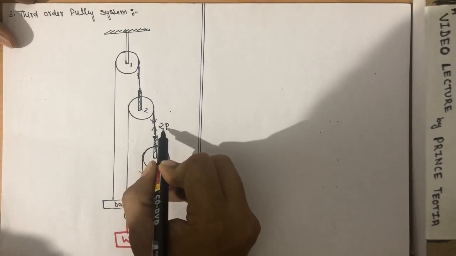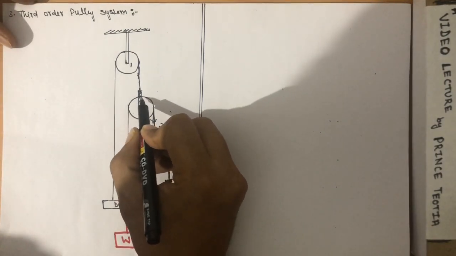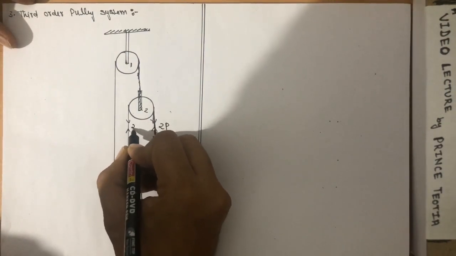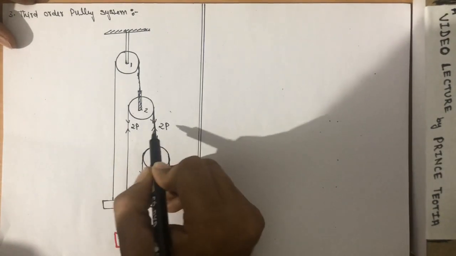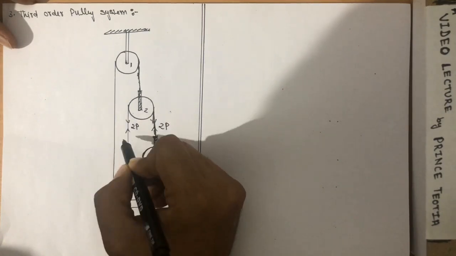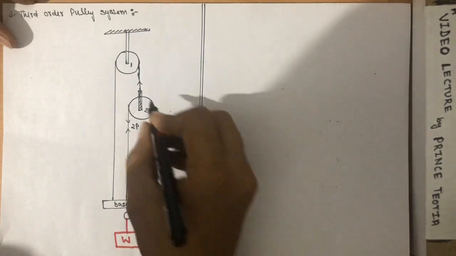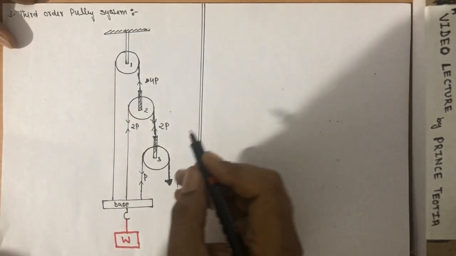Then again, this is 2P, and this is the single string that is wrapped on this pulley. So again, this will be 2P. Then if this is 2P, this is 2P. For this pulley, if we assume this pulley in equilibrium, this 2P in downward direction, this 2P in downward direction. So there will be a tension in this string, that is 4P.